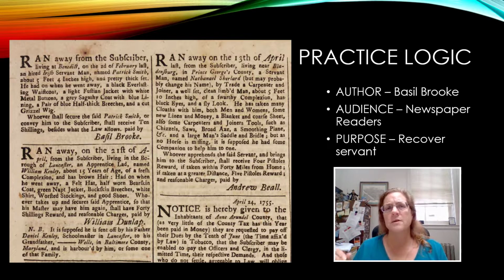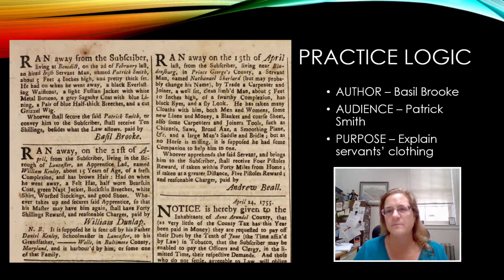If you had chosen different answers to these 3 things, they might not make sense together. So look at this other example. What if we said that the author was Basil Brook, but the audience was actually Patrick Smith, that he was actually writing for his runaway servant to see, and that the purpose was to explain what servants were wearing, some kind of fashion blogger of, oh, here's what servants are wearing these days. Does that make any kind of sense? I don't think it does.